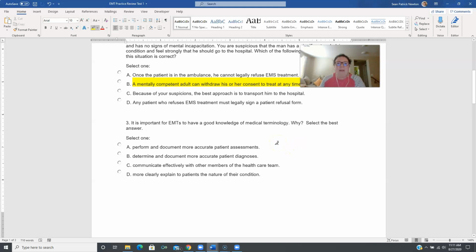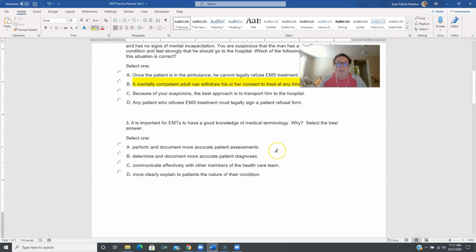Perform and document more accurate patient assessments. Well, your patient assessment is really based on what you're seeing, what you're palpating, and what you're listening to with your stethoscope. It's a lot less about making sure you use the correct terminology. The terminology you use doesn't have anything to do with how detailed you can be in your assessment.